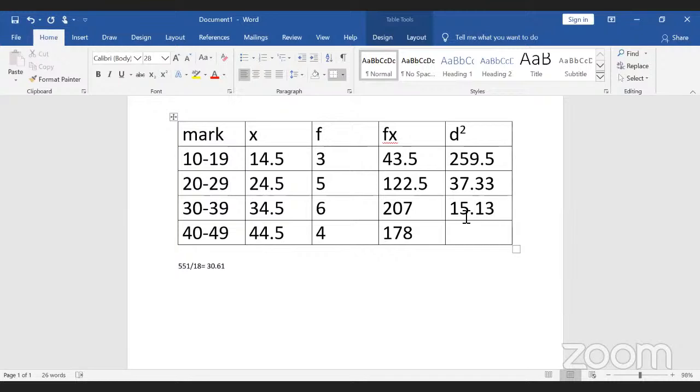15.13, that's okay. Then finally, we have the row for 44.5. We have a row where the mark is 44.5. So again, how far away from the mean is 44.5?